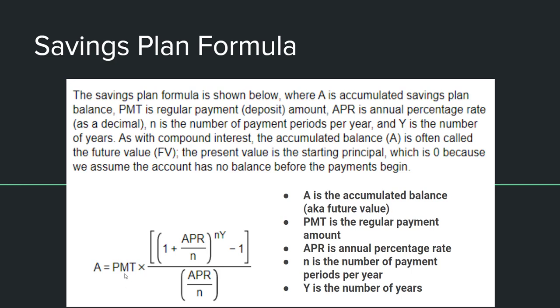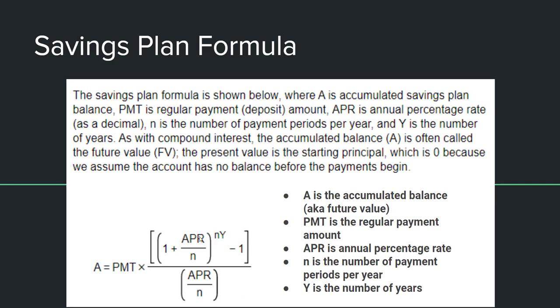But to talk you through it, here we have an A, which is our accumulated balance. Sometimes this may be referred to as your future balance, the future value of the account. This is equivalent to, this is all one expression, PMT would be your payment. This PMT is the regular amount that you are adding to the account each month or each week, determined by the prompt. We multiply this by this somewhat complicated term here, so we're going to break this down.